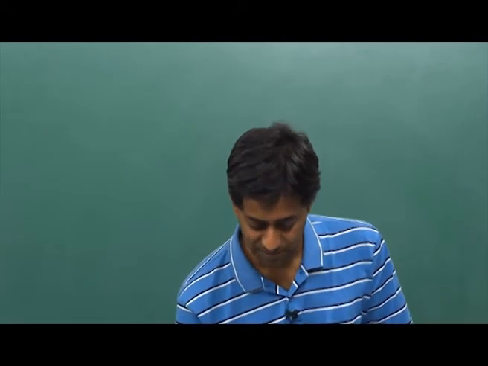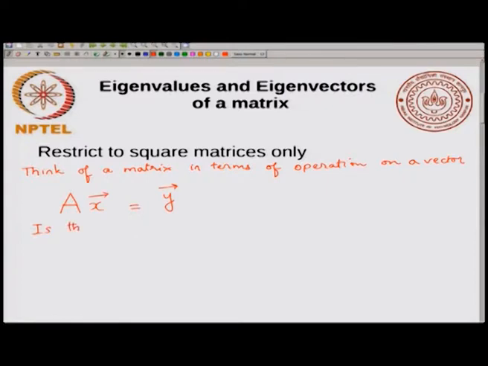Now, for a matrix, we ask the question: is there some vector, I will call it x lambda, such that matrix A preserves the direction of x lambda? So, the question we are asking is whether there is some vector x lambda such that the matrix A preserves the direction of x lambda. I will use a different color for this because this is an important equation.